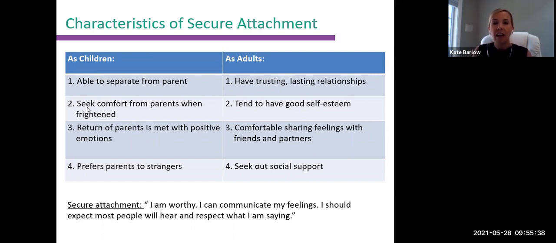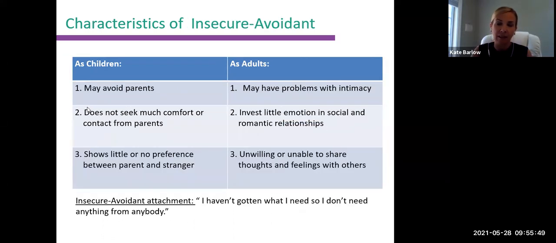So for each of these attachment patterns, I have a statement below that's as if that person was talking, right? So someone with secure attachment might feel, I am worthy. I am able to communicate my feelings.